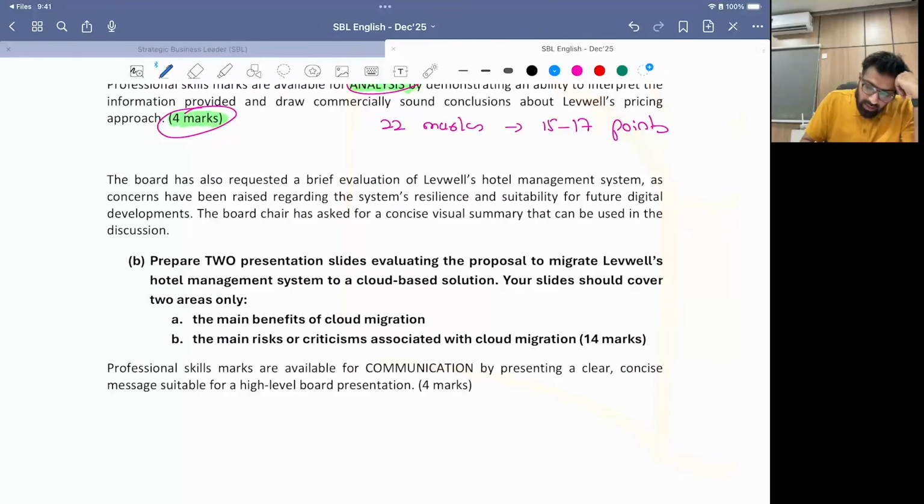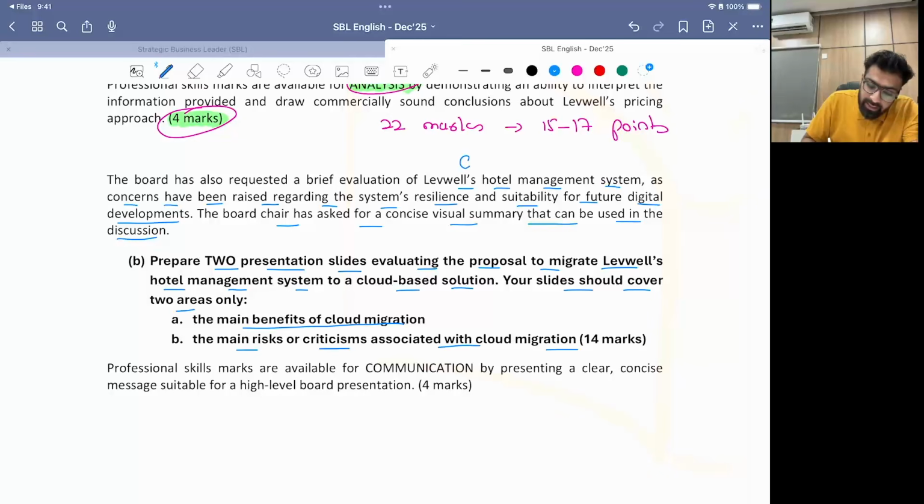Now the next question, hotel management system. As concerns have been raised regarding the system's resilience and suitability for future digital developments, the board chair has asked for a concise visual summary. Prepare 2 presentation slides evaluating the proposal to migrate the hotel management system to a cloud-based solution. Your slides should address the main benefits of cloud and the main risks and criticisms of cloud migration.